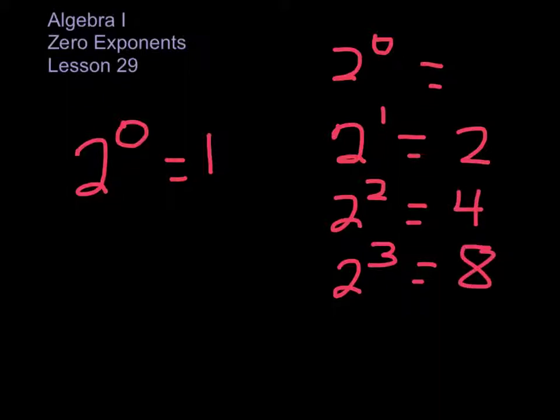Now if you look at the pattern here, they're multiplying each number. They multiplied 2 by 2 to get 4. They multiplied 4 by 2 to get 8. So they're multiplying everything by 2. Now what number could I multiply by 2 to get 2? Well, it has to be 1. So anything to the 0 power is 1.